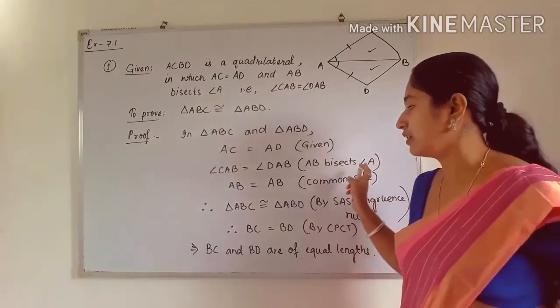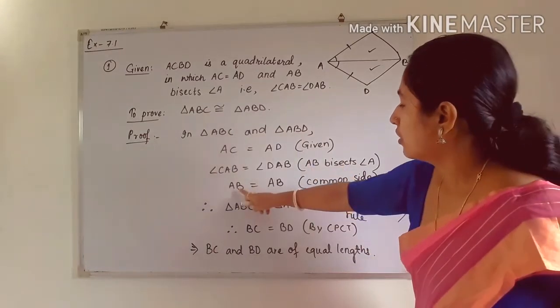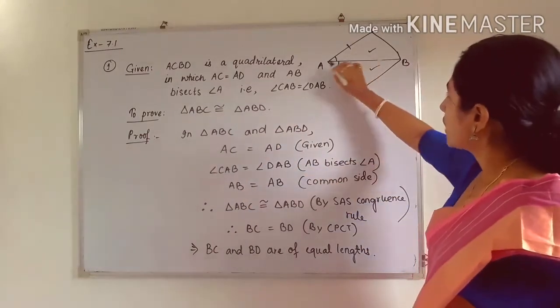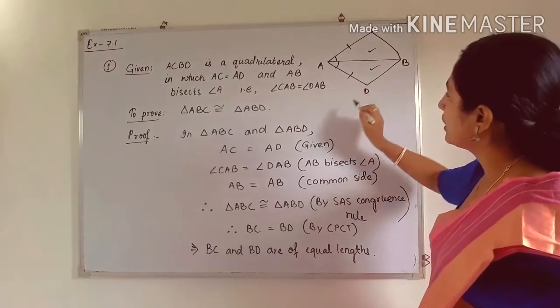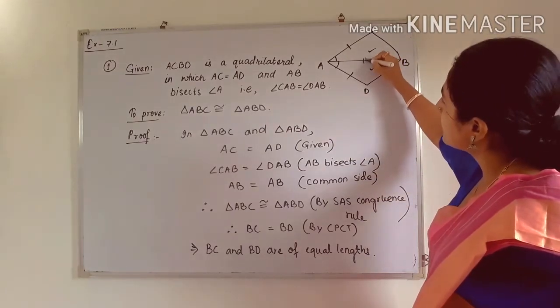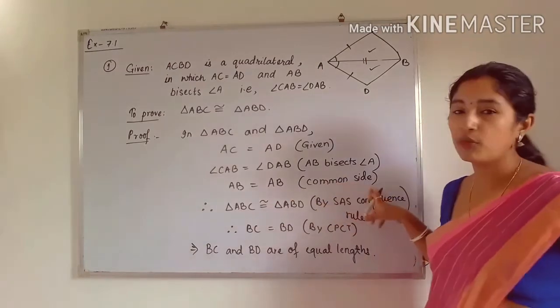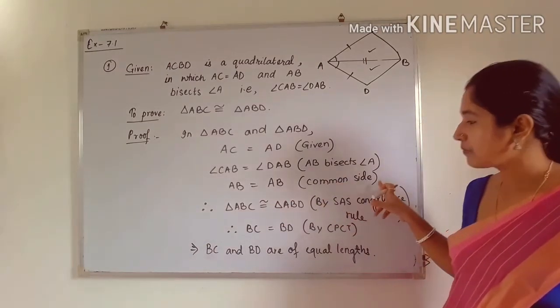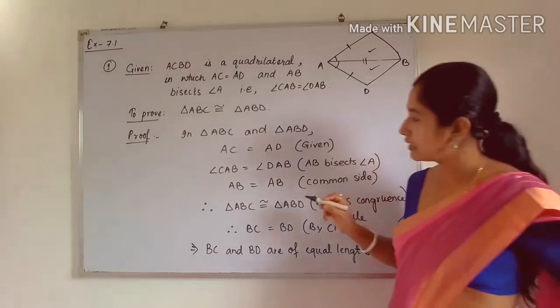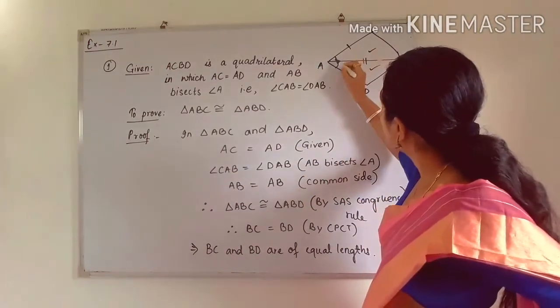So in bracket you have to write the reason also. Next, what is same? See, triangle ABC and triangle ABD share a common side, and that side is AB. So we have to write AB is equal to AB, which is the common side. In bracket we have to write the reason. So therefore the criteria, see, side, angle, side.